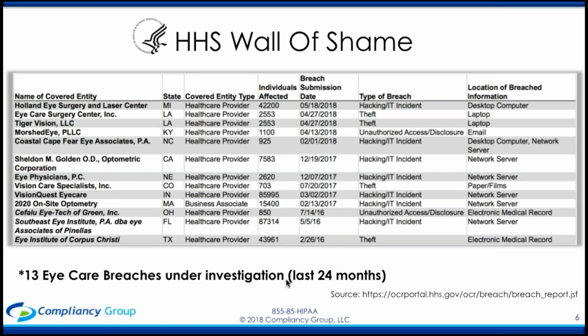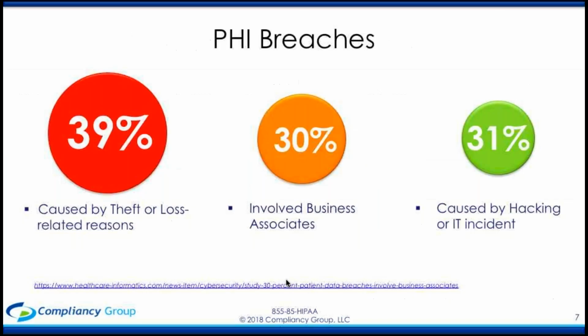So if you take, let's say, the wall of shame, which is where any meaningful breach has been reported in the United States, right now there are 13 open, what's considered severe, meaningful breaches just in eye care alone in the last 24 months. So this is happening to eye care. It is happening to your peers, and it can happen to you.